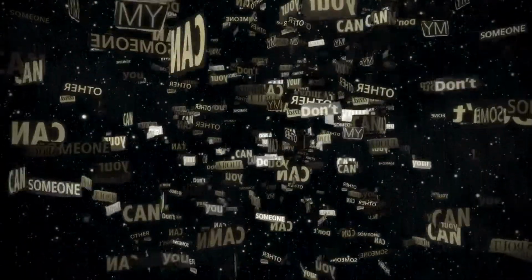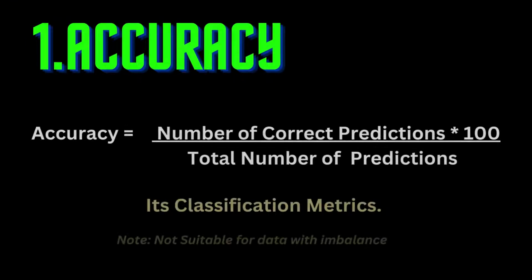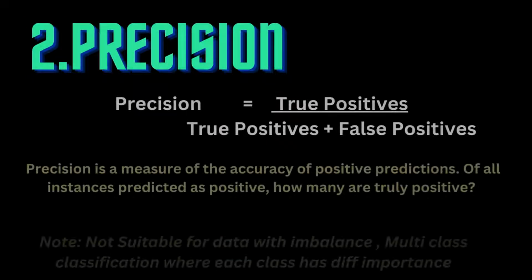So let's get started. The most common one of these is accuracy, which is just the ratio of the number of correct predictions to the total number of predictions, expressed as a percentage. It provides a general idea of how well the model is performing across all classes. While accuracy is a straightforward and easy-to-understand metric, it might not be suitable for all cases. Generally, when you have a lot of class imbalance, you might not use accuracy because it will give a wrong result.